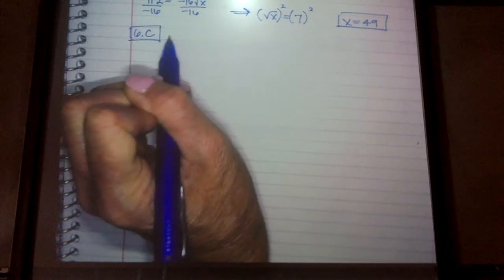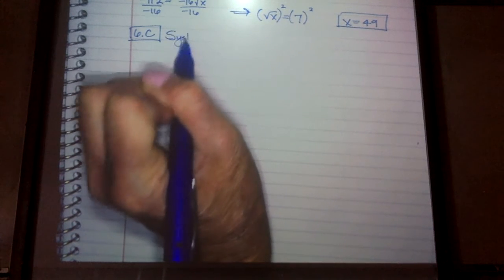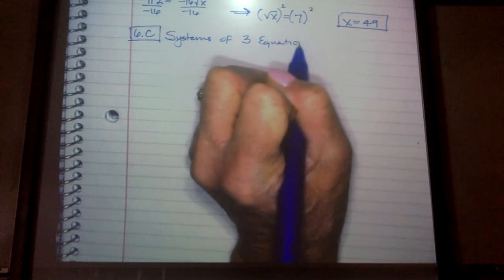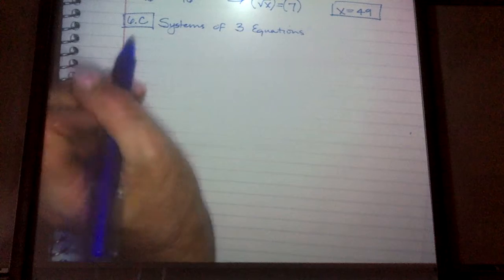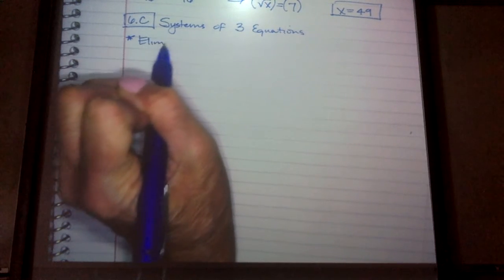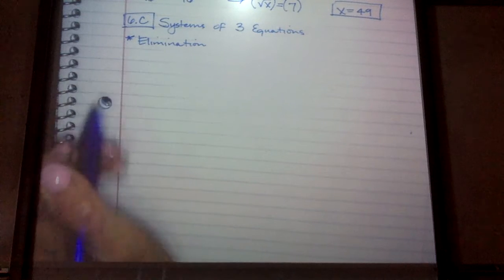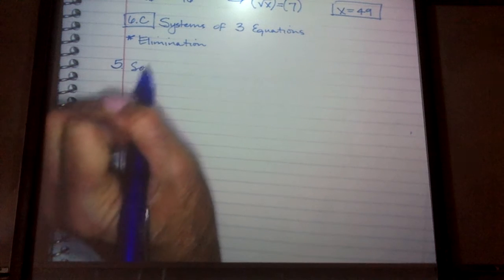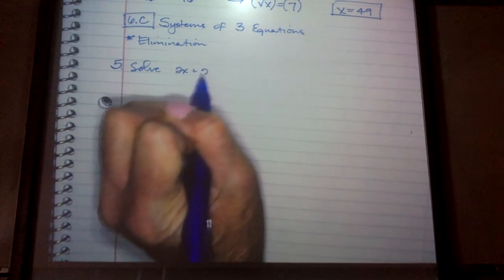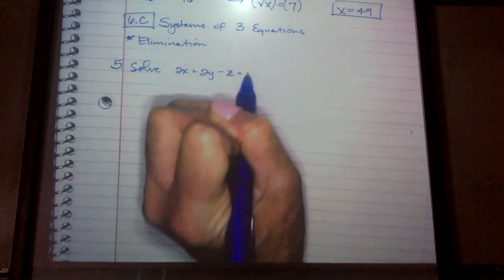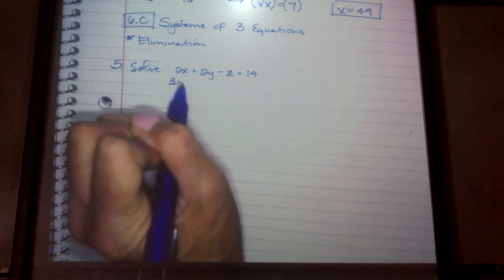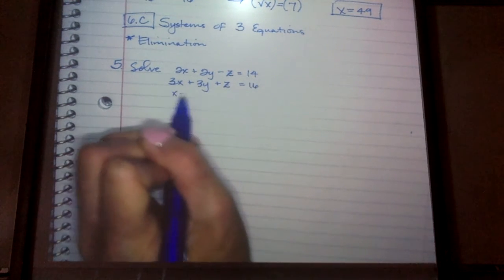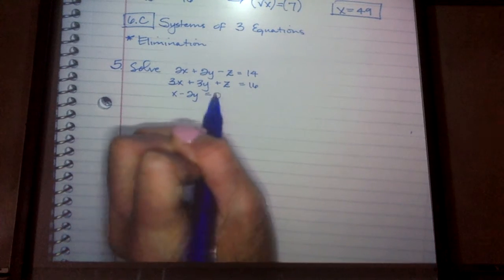All right, last but not least is 6.C. This is also review. Systems of 3 equations. Now, the only method you would want to use to solve these is elimination. And so here is an example of one. Number 5, we're going to solve 2x plus 2y minus z equals 14, and 3x plus 3y plus z equals 16, and x minus 2y equals 0.